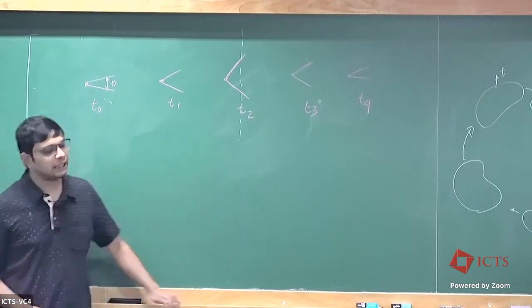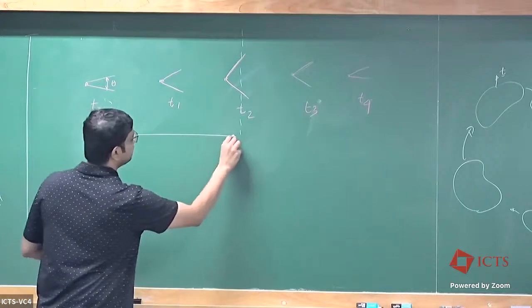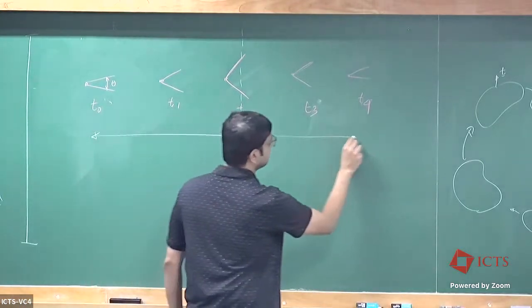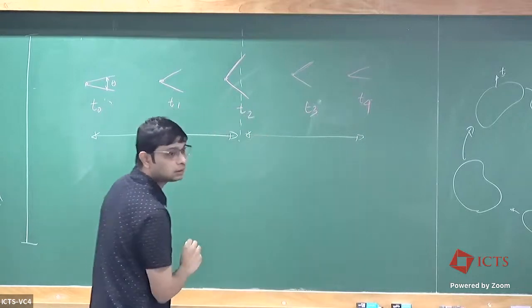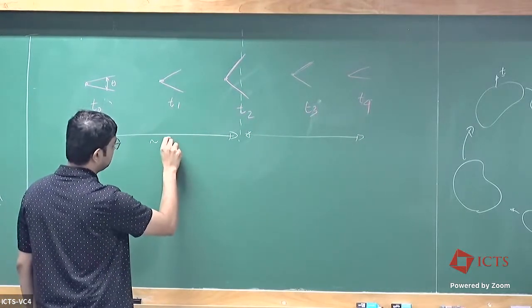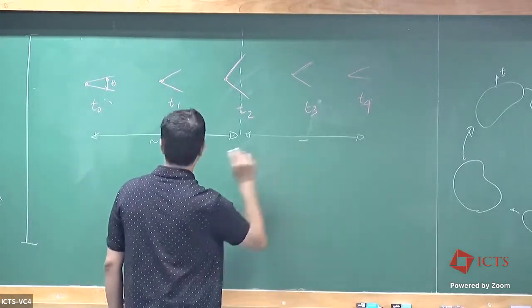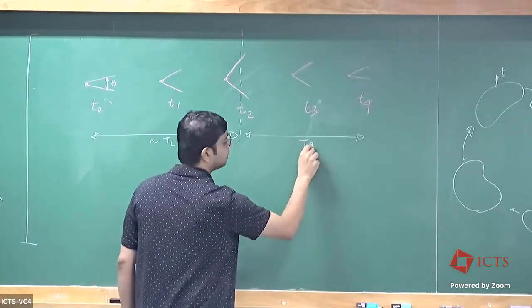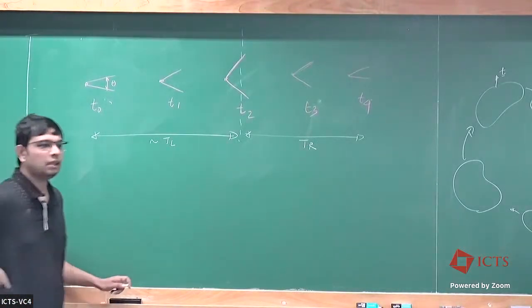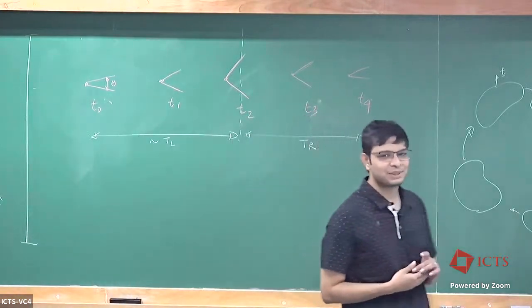So what if I tell you that you go through this sequence of shapes quickly and you close much slower? Suppose this time takes you t left, and this t right. And now I say that these times are different. Will that change the scenario? So let's take a vote. Who thinks that will change the scenario?